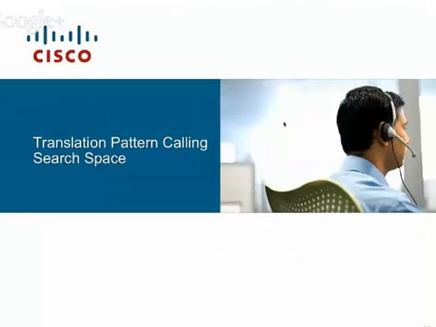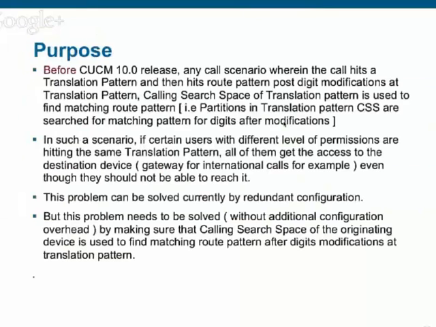Now translation pattern CSS. This is the fourth feature. Just to have a quick recap, we have covered three features till now. We covered marking DNs as urgent priority, marking CCD learned patterns as urgent priority, and multiple local route groups. So this is the fourth feature, and it's a simpler feature: translation pattern CSS inheritance.